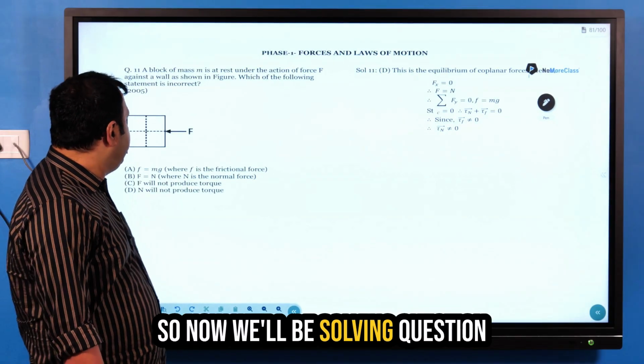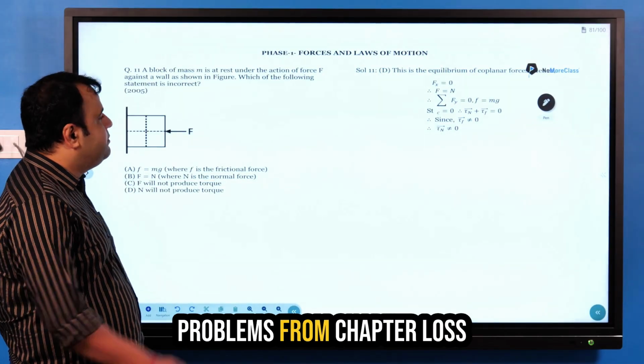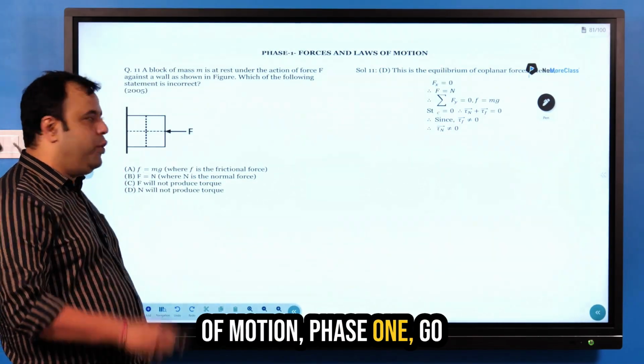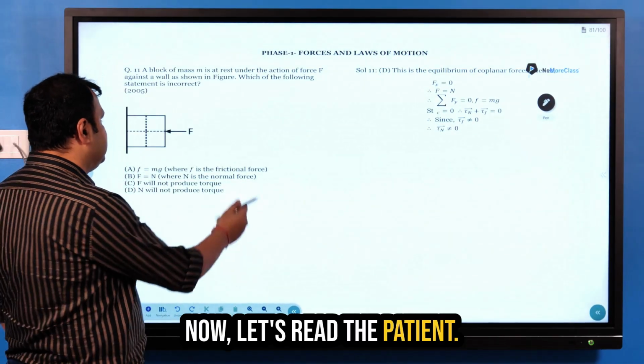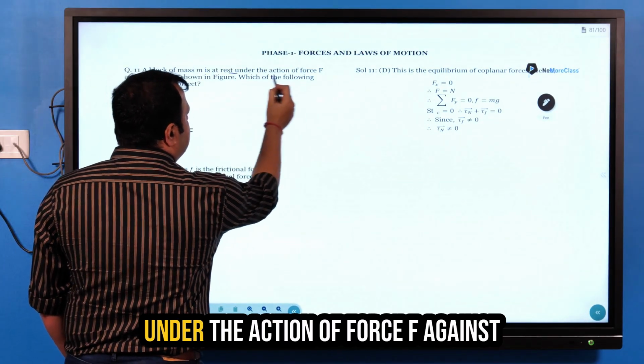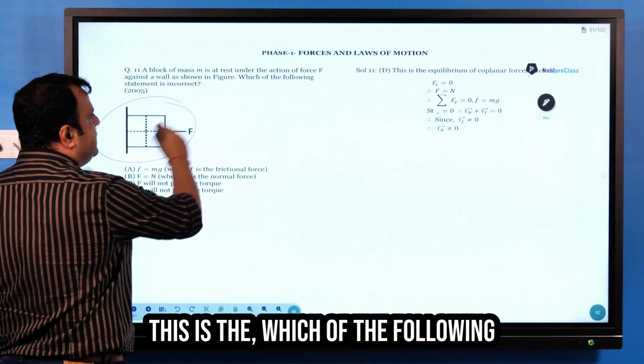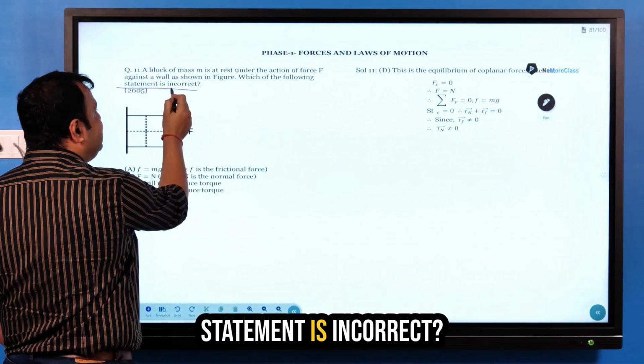So now we'll be solving question number 11 from previous year problems from chapter Laws of Motion, phase 1 book. Now let's read the question. A block of mass M is at rest under the action of force F against a wall as shown in the figure. Which of the following statement is incorrect?